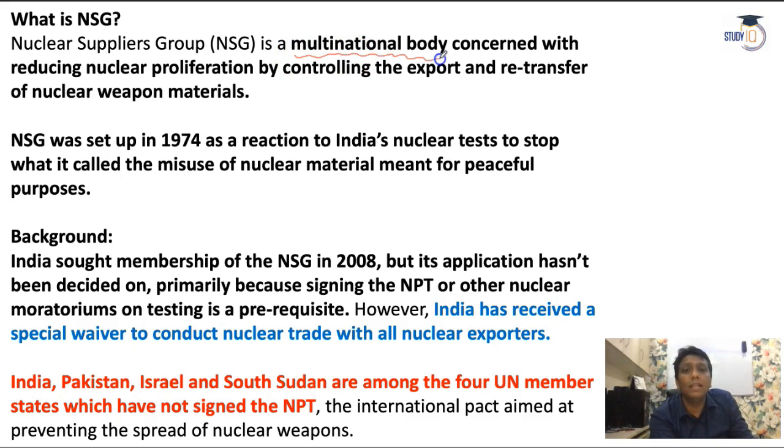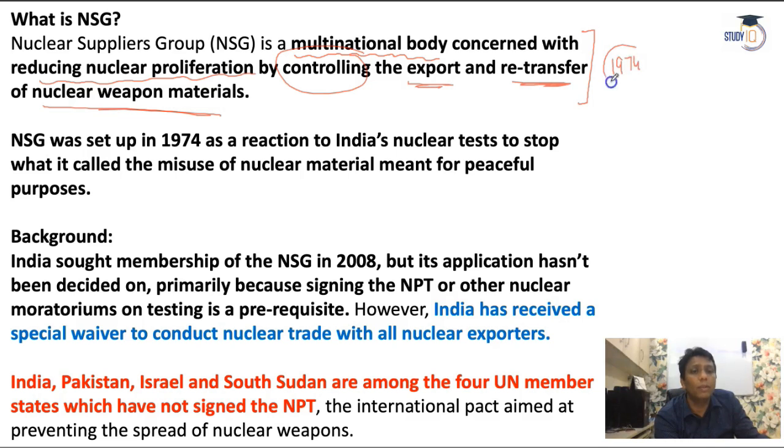The NSG is actually a multinational body which is concerned with reducing nuclear proliferation by controlling the export and retransfer of nuclear weapon materials. So it's very simple, guys. Actually, when India did the nuclear test in 1974 around, okay, 73, 74 around, in Pokhran, at that time India got a lot of restrictions from trades and a lot of other foreign pressures. Then this is the reason the NSG formed around 1974 and 75.